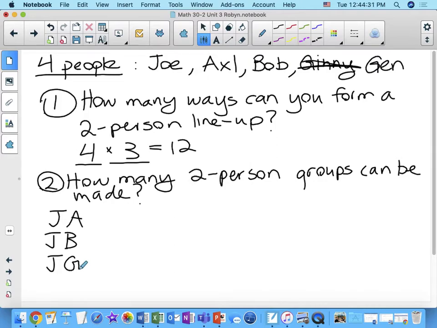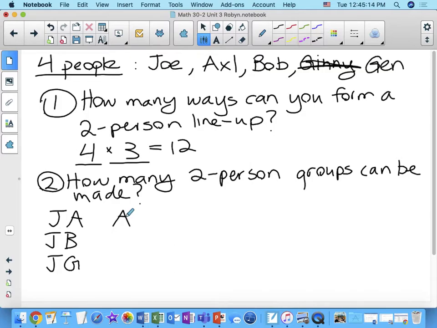Let's move on to Axel. Who could we group Axel with? Joe, Bob, and Jen. Okay, should I write Axel and Joe down? Should I write AJ down? What do you think? No, why not? You already have the group of Joe and Axel down. It's the same group. If I write JA or AJ, it's still the same 2 people. So I'm not going to write AJ down. I've already got that group down.